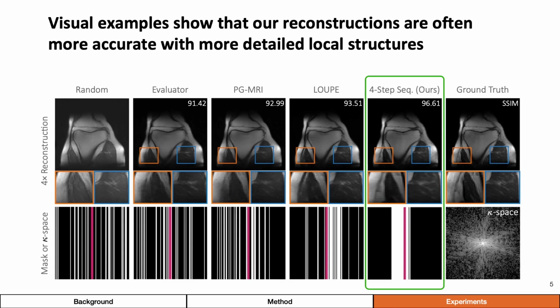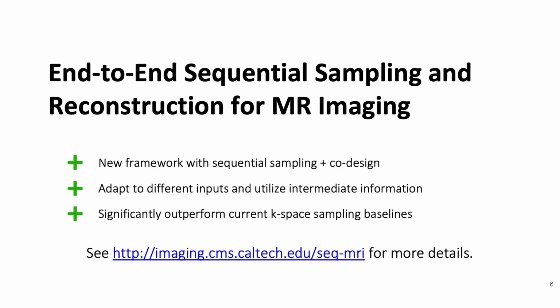Our reconstructions are often more accurate with more detailed local structures than other baselines. For example, the white areas pointed by these arrows are wiped out by other methods, but accurately reconstructed by ours.